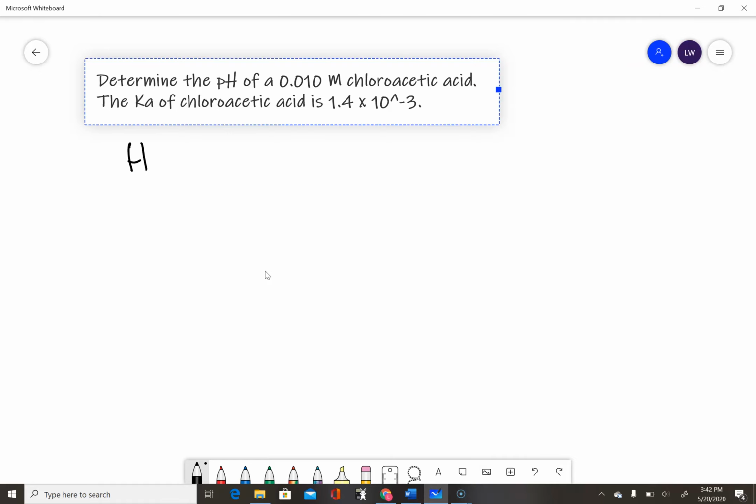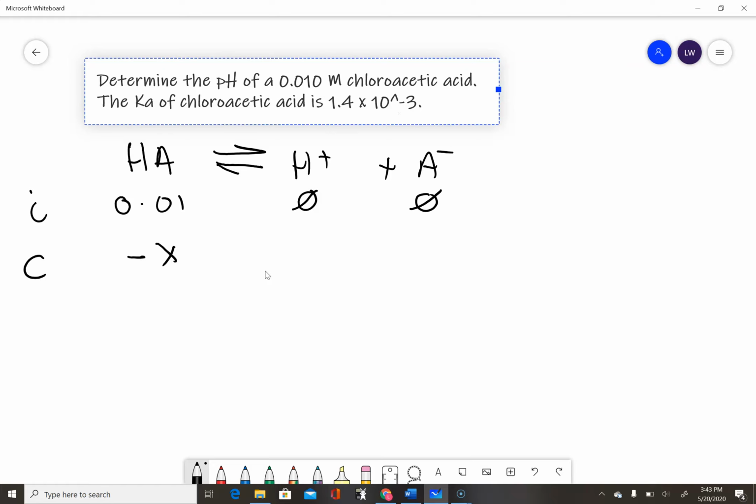So I'm just going to denote the acid as HA, and that's going to dissociate to form hydrogen ions and the conjugate base of the acid. So initially I have 0.01 molar of my acid, I have no hydrogen ions, I have none of the conjugate base, and then it comes into equilibrium. This will go down by x, this will go up by x, and this will go up by x. So once it comes to equilibrium, I'll have 0.01 minus x, x, and x of the varying components.